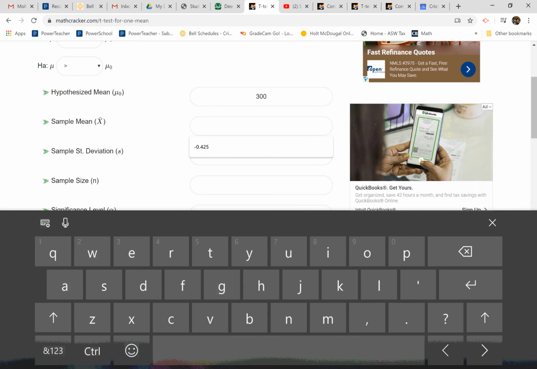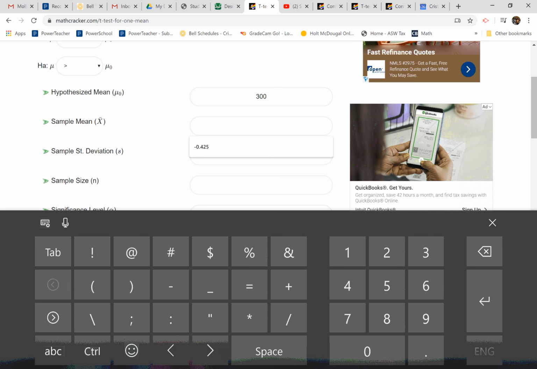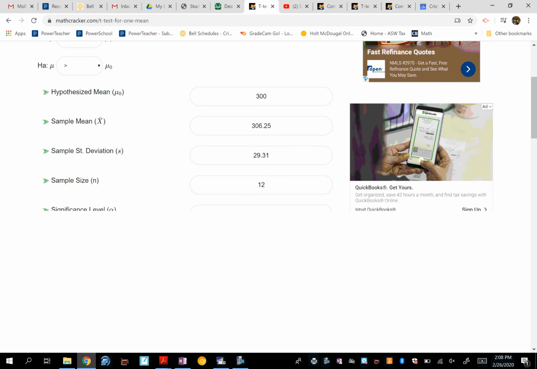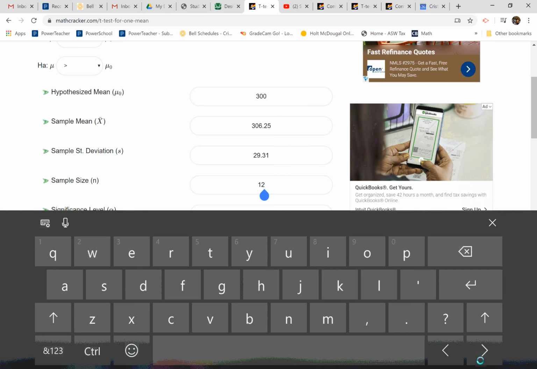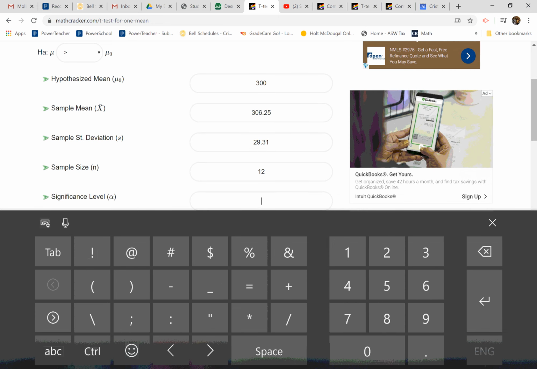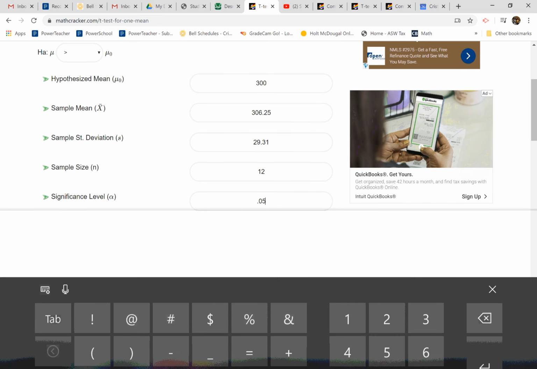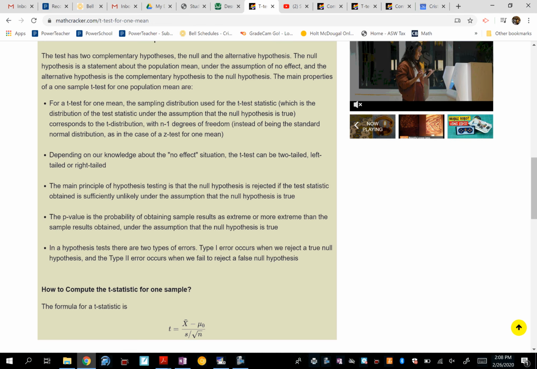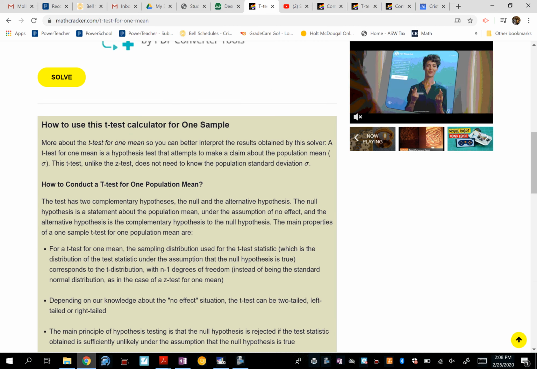Excellent. What does our sample mean? So that's our Y bar. Okay. What about our sample standard deviation? So S. Excellent. And our sample size? 12. And what did you guys want to use for the alpha? Uh-oh. Come on. You can do it. All right, let's try it again. Tab. Yes. 0.05. Can I get to solve, though? That's the question. Oh, I went by it. Where is it? There it is. Solve.